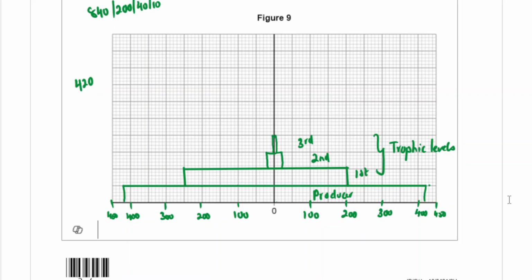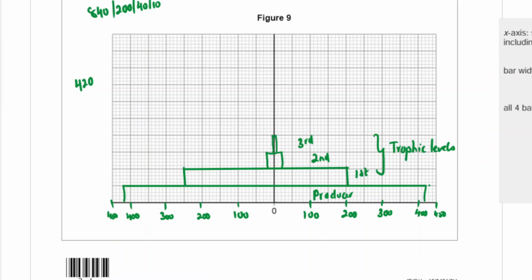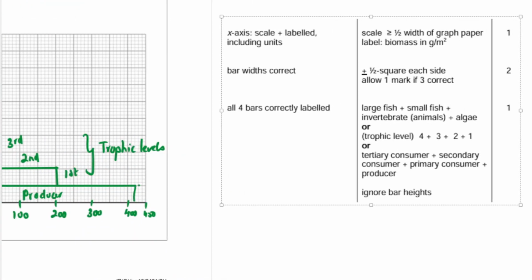Right, so let's have a look at what the marking scheme actually tells you. If I bring the marking scheme here, there you go. The x-axis scale is labeled with the units. Bar widths are correct. All 4 bars are correctly labeled. The scale is greater than or equal to half the width of the graph paper. Label biomass in grams per meter squared. I'm missing that.